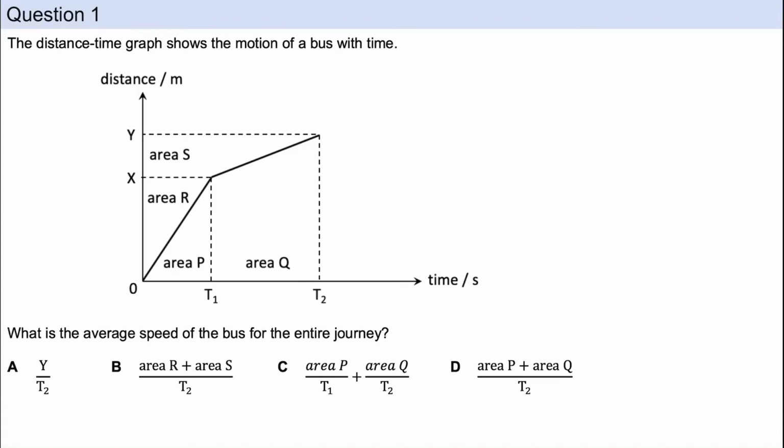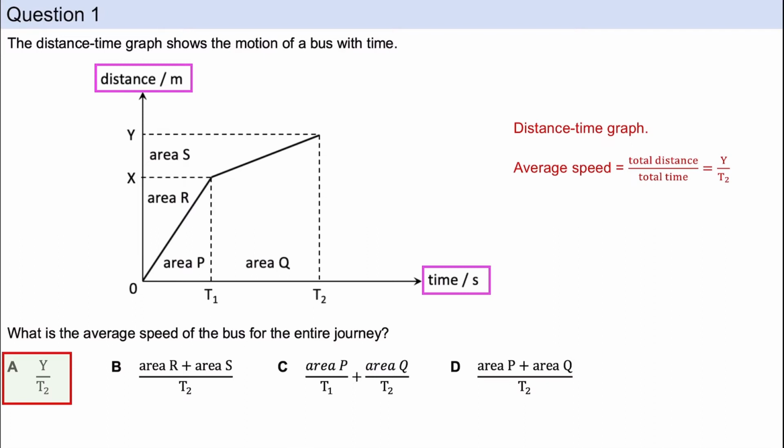Question 1 shows the distance time graph of a bus with time, and you are supposed to find the average speed of the bus. So given a distance time graph, here the total distance traveled is y and the total time taken is t2. So average speed is given by total distance over total time, and that will be y over t2.